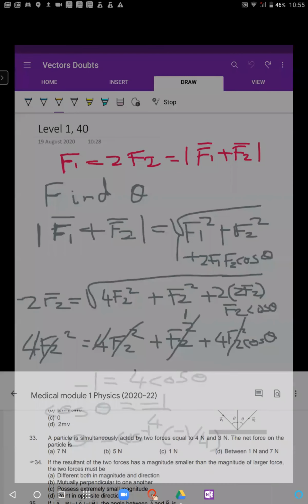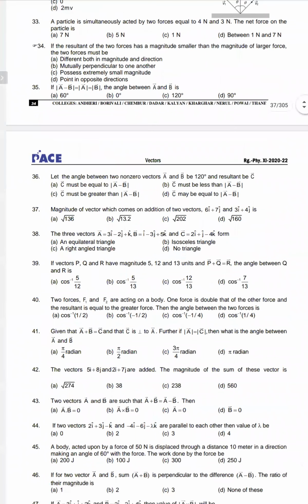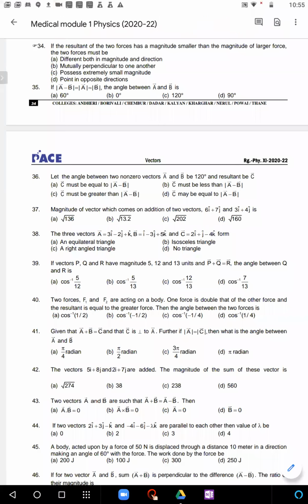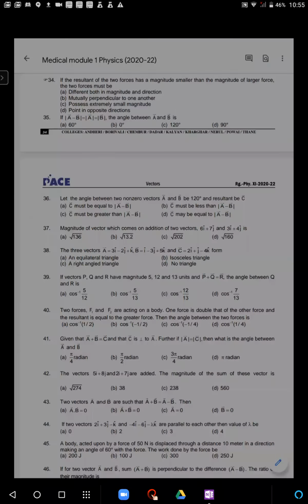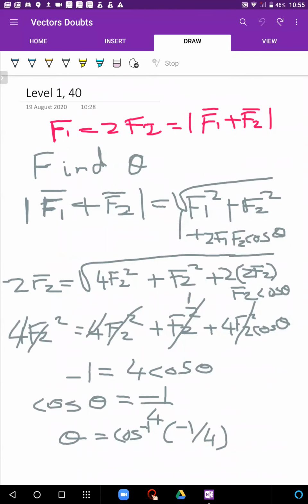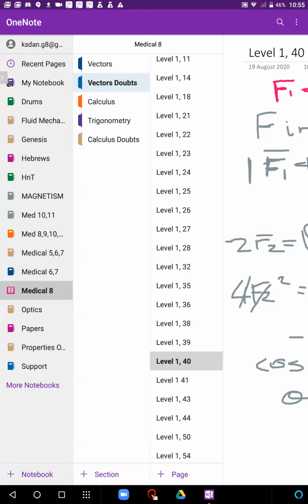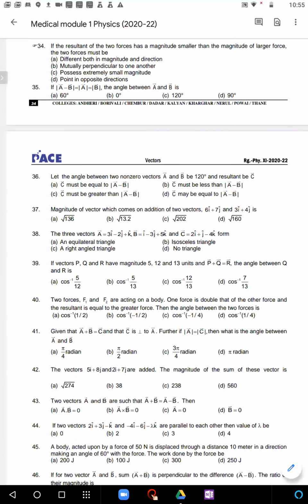42. Okay, 42. The vectors 5 i cap plus a j cap. यार ये तो बहुत easy है. I doubt I have made a solution for this. बहुत easy है. You can do them orally. Let's do that orally. 5 i cap, 8 j cap, 2 i cap, 7 j cap.